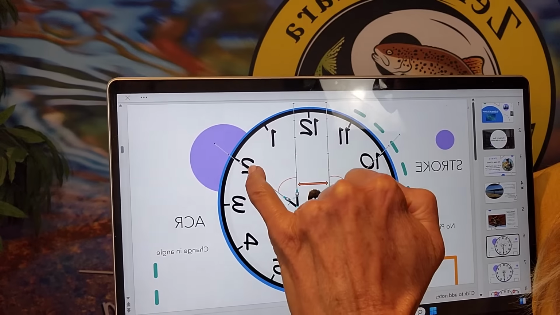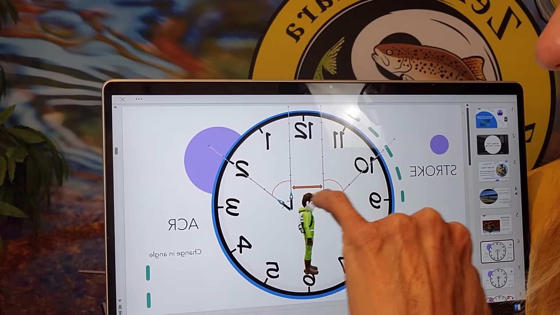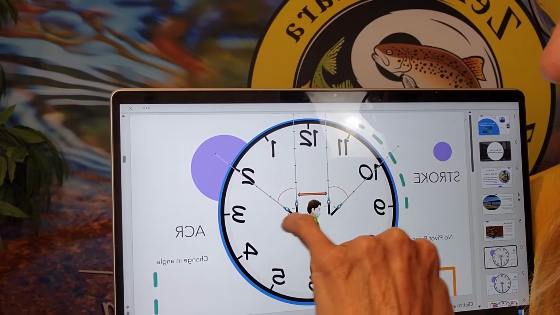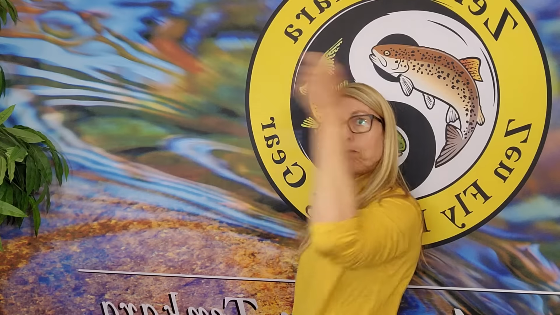So a 10 to 2 stroke is a horizontal movement of the rod, keeping it straight in my arm, and the change that occurs when I'm holding that rod in my hand and pushing and pulling in a horizontal line.